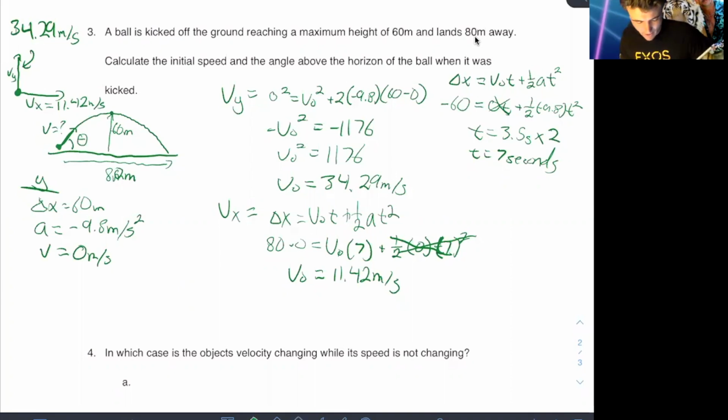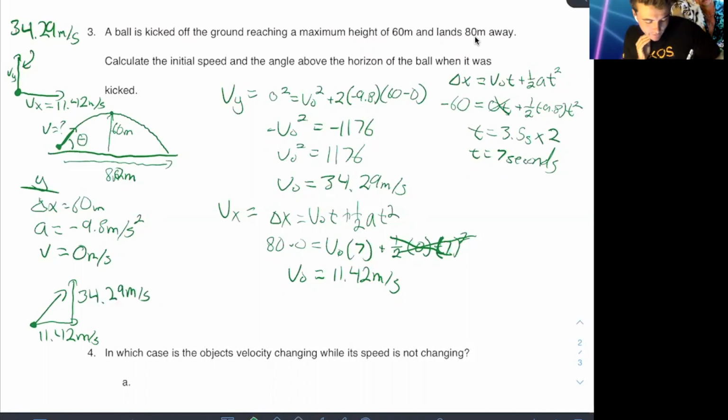So the angle at which it goes. Let's write this out. If I blow up that segment right there, I've got the ball going up. That's the initial velocity in the diagonal direction. We've broken it down into the x and y directions, so it goes 11.42 meters per second in the x direction, and 34.29 meters per second in the y direction.